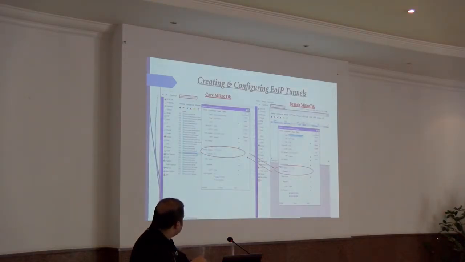For example, it means that if you want to implement an EoIP tunnel on a branch MikroTik, you should set the IP address of the core MikroTik as a remote address here. And tunnel ID. Tunnel ID is a number and an ID that should be equal on both sides. For example, if you type here 119 as a tunnel ID in a core MikroTik, you should set it again, it means 119 as a tunnel ID in branch MikroTik 2.